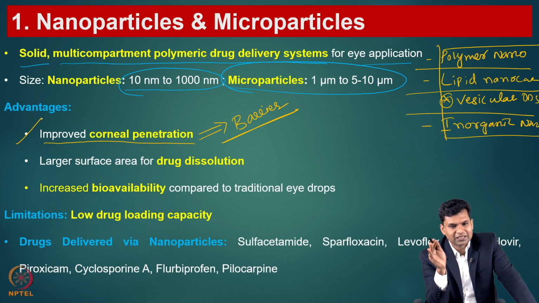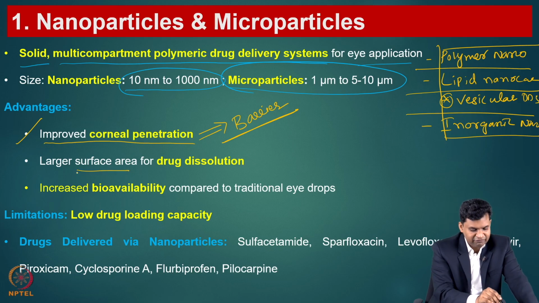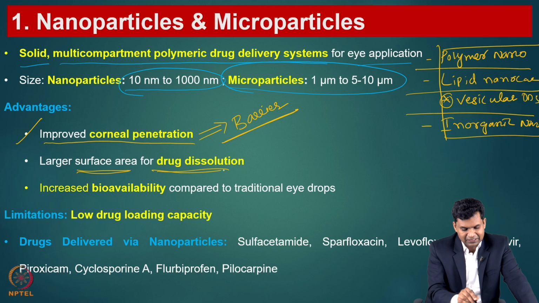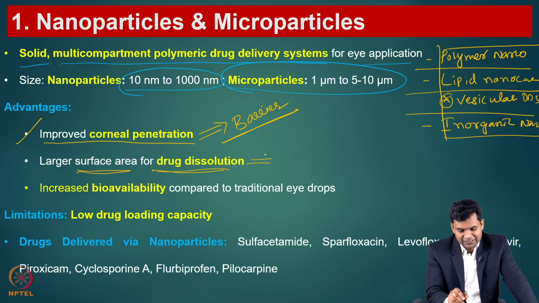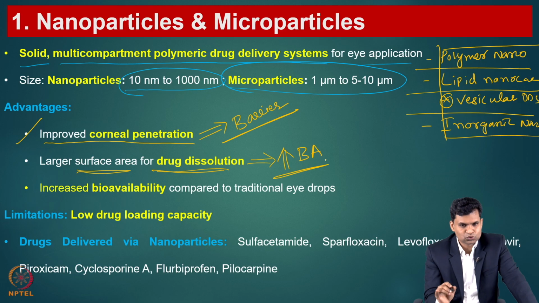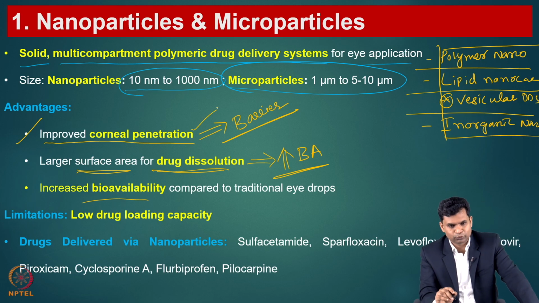So, when you convert your drug solutions into the nano form, definitely you will see an improvement in the corneal penetration. And not only that, when you reduce the particle size, your surface area will increase, which ultimately improves the dissolution, nothing but solubility, and that leads to the enhancement in the bioavailability of your drug. So, with the nano system we can expect increased bioavailability with the help of solubility improvement as well as permeation improvement.